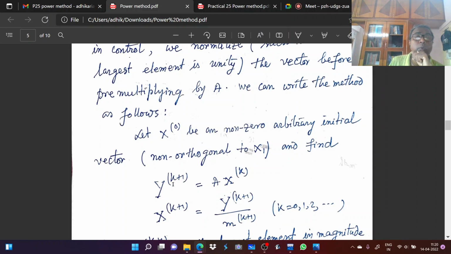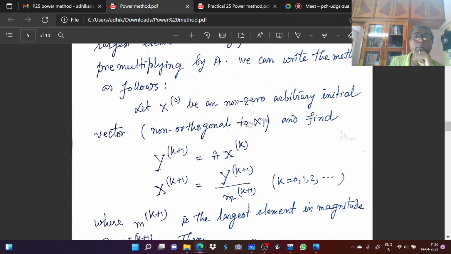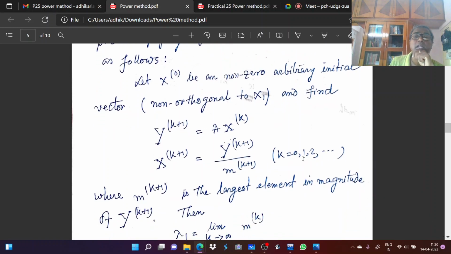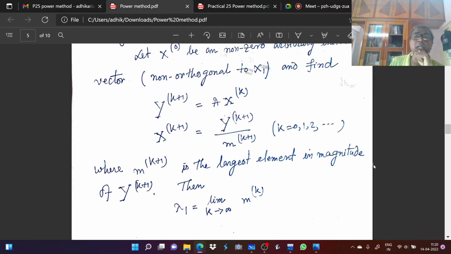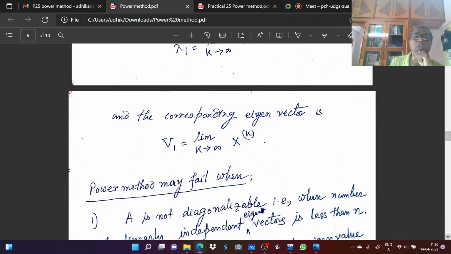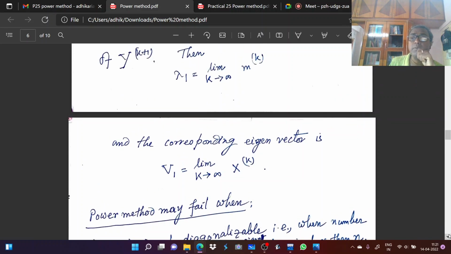To find the k plus 1 iteration, y k plus 1 equals A times x k, and x k plus 1 equals y k plus 1 divided by m k plus 1, where k runs from 0, 1, 2 and so on, and m k plus 1 is the largest element in magnitude of y k plus 1. Then lambda 1 is equal to the limit as k tends to infinity of m k, and the corresponding eigenvector v1 is the limit as k tends to infinity of x k. This is the practical procedure, but it is not clear until we discuss a practical example.